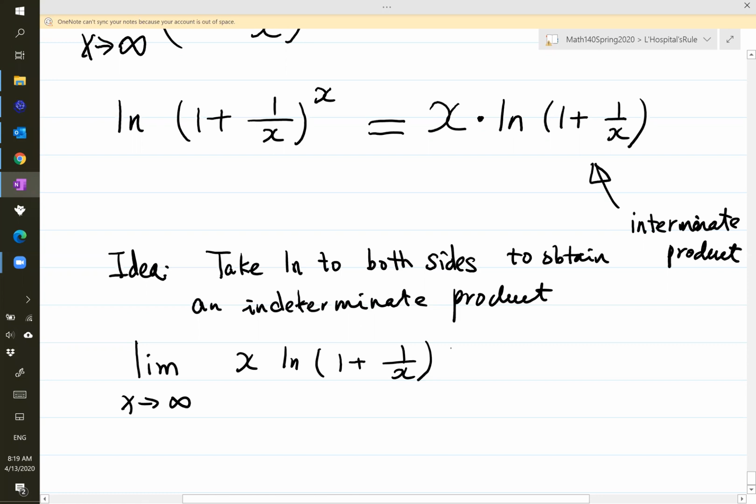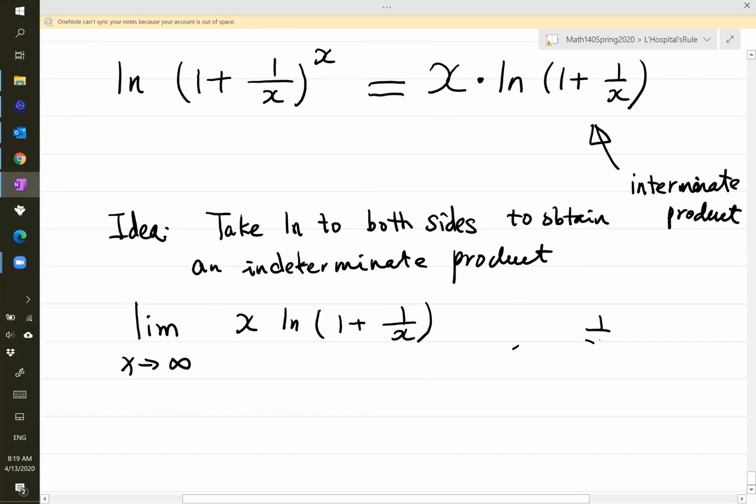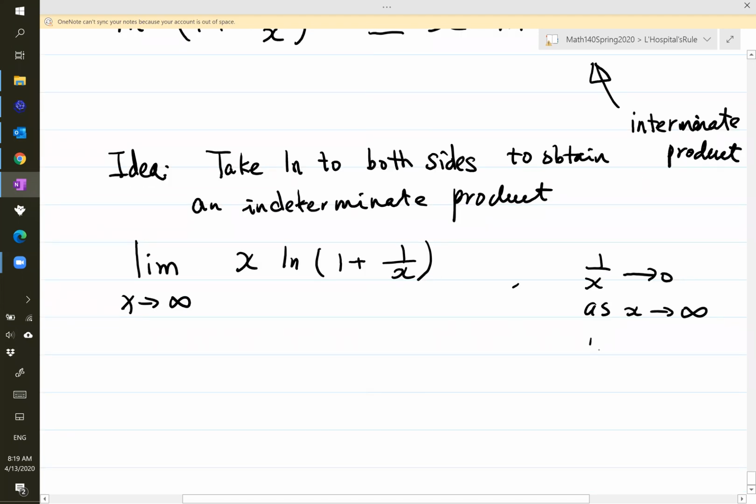Now as x approaches infinity, 1 over x approaches 0. Remember we can flip. We did one example, x multiplied by log x, where we flipped the x. To do an indeterminate product, we flip either factor. Sometimes it doesn't work, sometimes it works. If you flip one factor it may work, if you flip the other it may not.